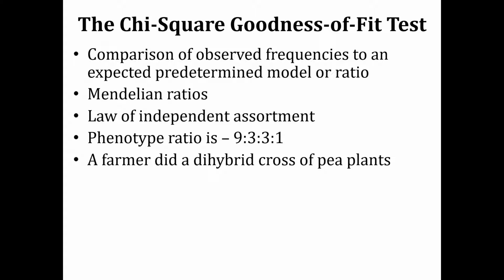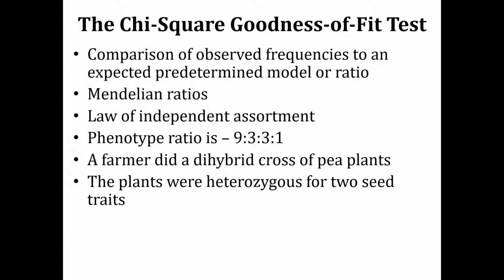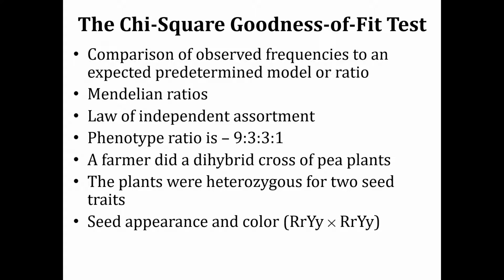So a farmer did a dihybrid cross of pea plants, and the plants were heterozygous for two traits. He did the dihybrid cross of these pea plants, and these two traits were seed appearance and color. This is the very famous example that every biology student studies during their courses. It is a very basic example of genetics, and you all must be familiar with it. That is why I have taken this example of the law of independent assortment.